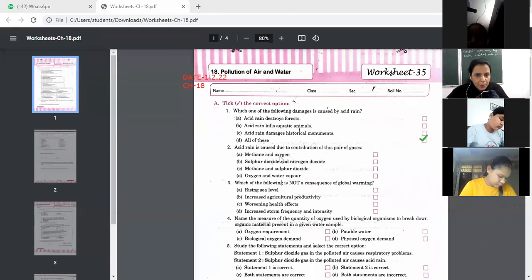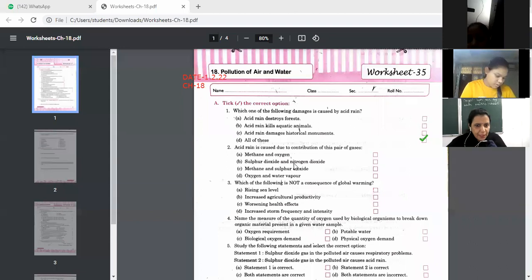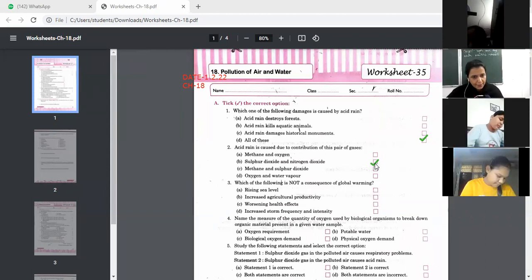Next, number 2 is acid rain is caused due to the contribution of this pair of gases. So we need to check which pair of gases is responsible for, yes, Anshika Agarwal, acid rain. Ma'am, option B. Option B is correct. Sulfur dioxide and nitrogen dioxide. So these two gases are responsible for the acid rain.